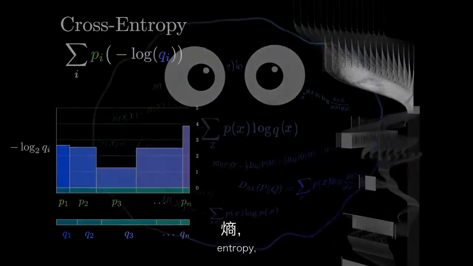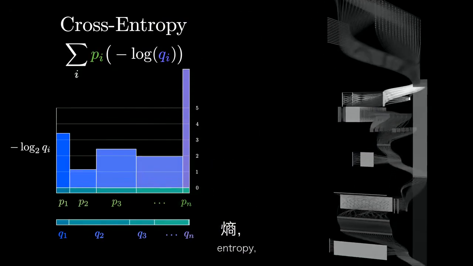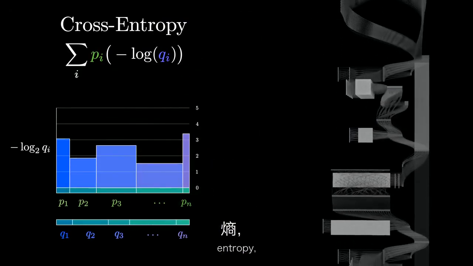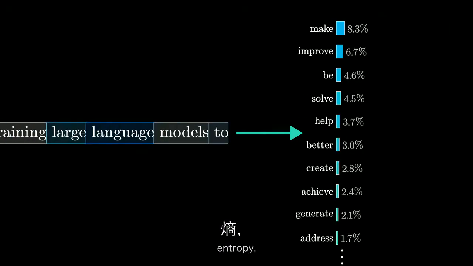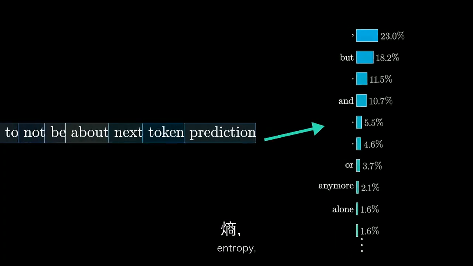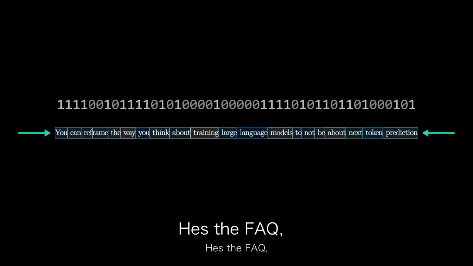So at the end, armed with an understanding of where cross-entropy really comes from, combined with an understanding of pre-training, I want to show you how you can reframe the way you think about training large language models to not be about next token prediction, but instead to be about compression.